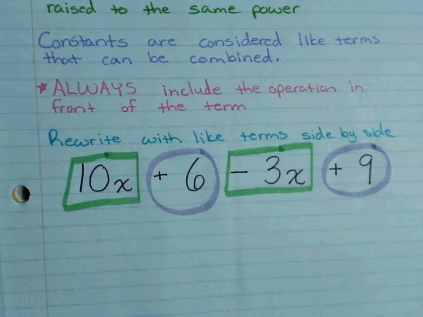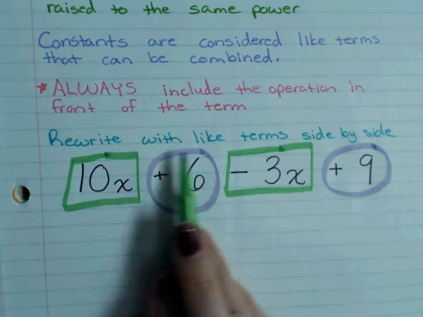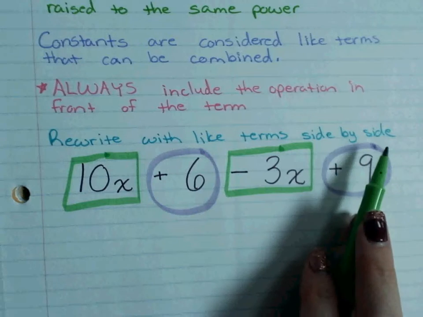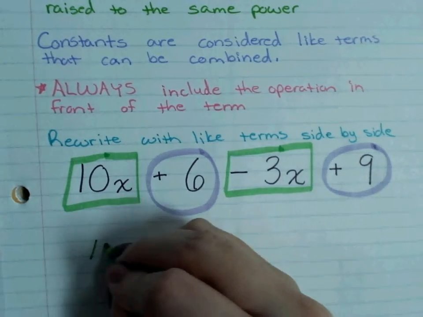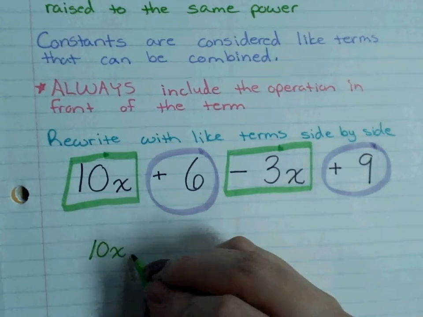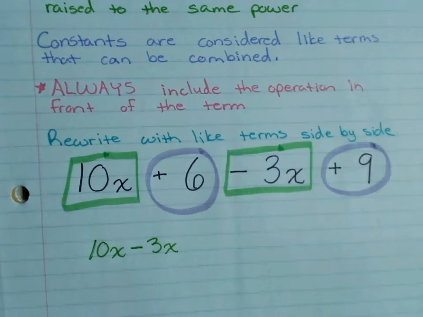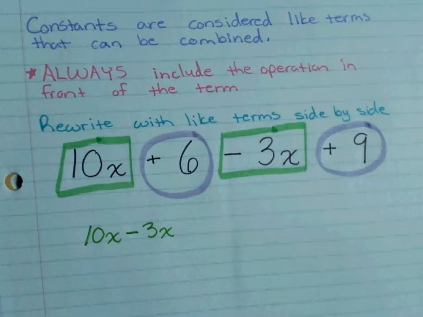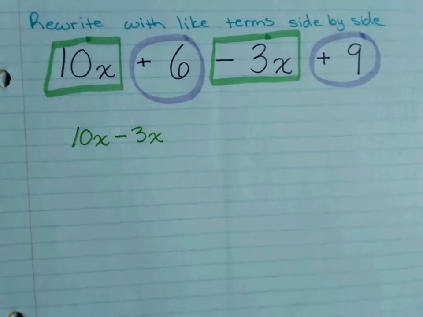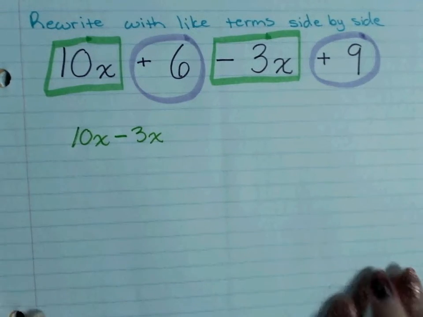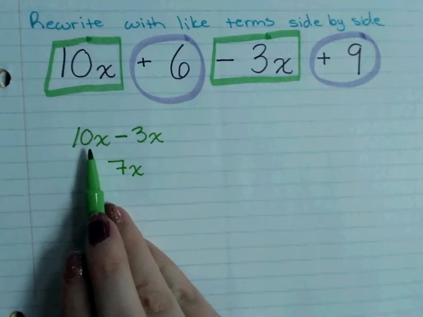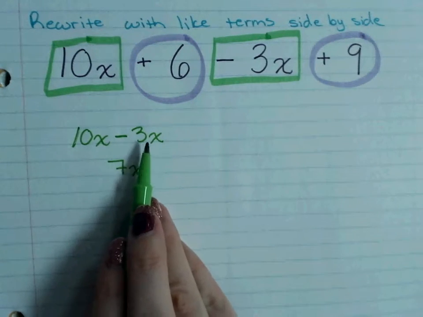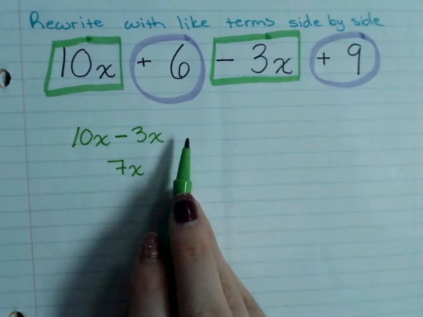And now I'm going to look at the next step. The next step says I can go ahead and rewrite my like terms so that they're side by side. So I can write 10x minus 3x. I can write those side by side with each other because they're like terms. What's 10x minus 3x, Cameron? 7x. Right? All you're doing is just saying, okay, I'm going to take 10 and I'm going to subtract 3. But instead of 10 minus 3, it's 10x minus 3x. So I've got 7x.